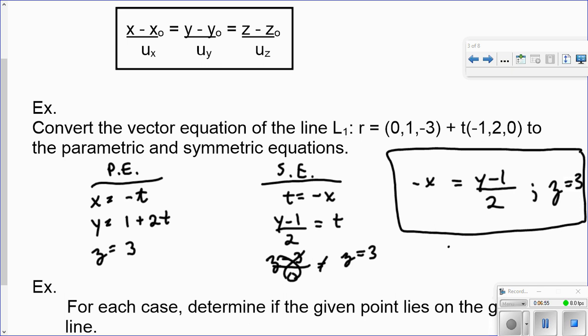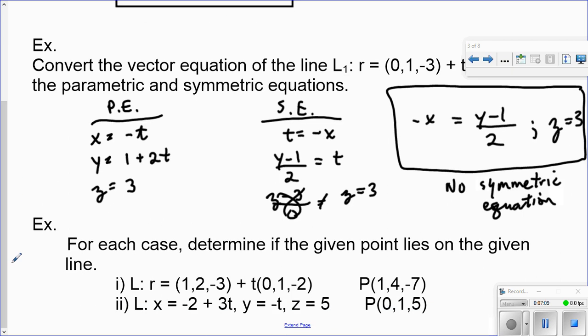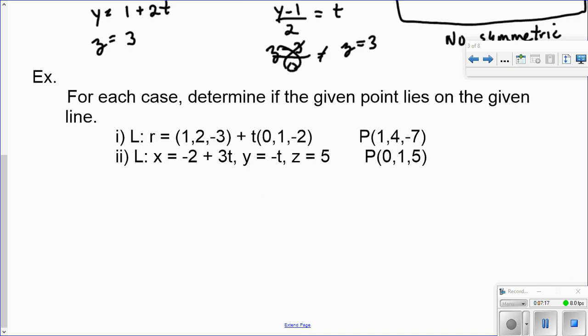So now you might see different instances where it'll say no symmetric equation. It's not a formal symmetric equation, right, because there's not 3 ratios that are balanced here. Now, determine, next example here. If I'm given a point and I want to see if it lies in each of the lines that are given here. So let's take the first case here.